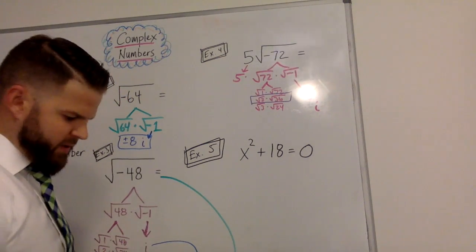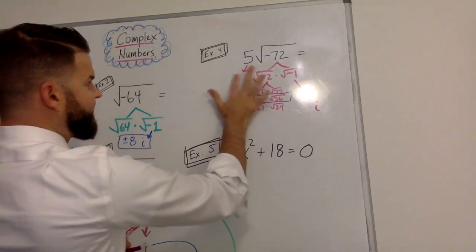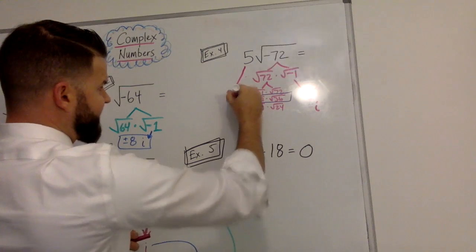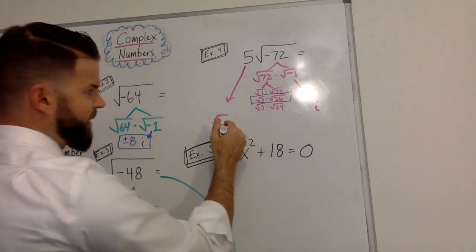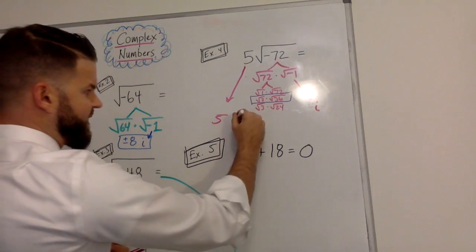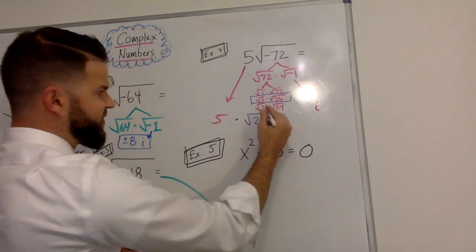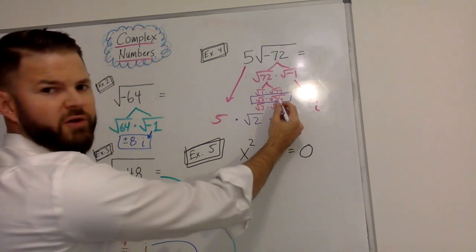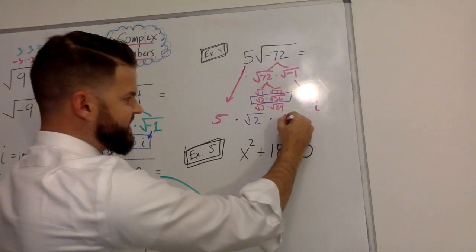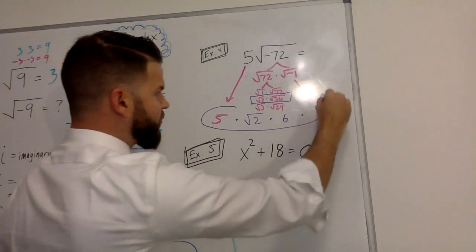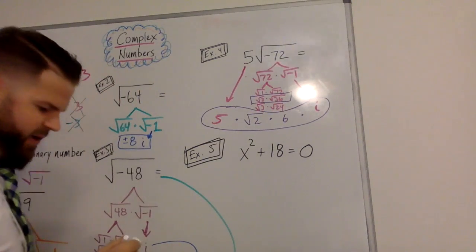All right? So, I'm going to kick this 5 down a little bit further so I don't forget about him. Now, I'm going to simplify this part right here. I got the square root of 2, which is this guy in the box, right? Times the square root of 36. What is that? That's 6, right? Then I got times i. So here, this bottom row of my tree is my final answer.